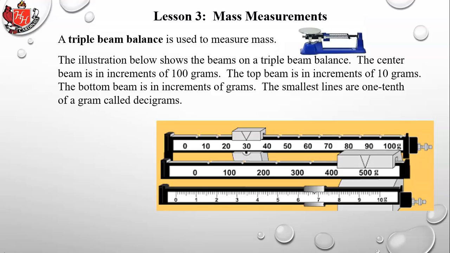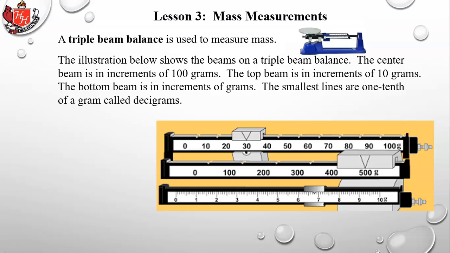And you'll notice there's little notches there. When you use the triple beam balance, you have to be sure that the weight that you can slide across there is actually in one of the notches. It should always be in one of the notches. The top beam is in increments of 10, so that's more precise. That's 10 times more precise than the middle beam. And the bottom beam is in increments of grams. The smallest lines are 1/10.